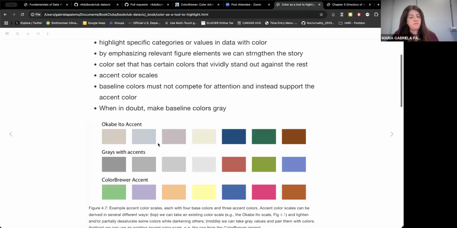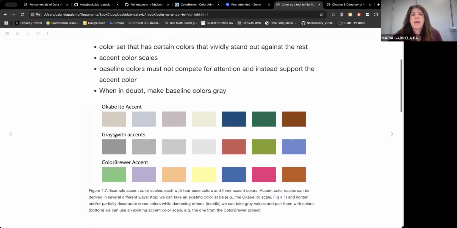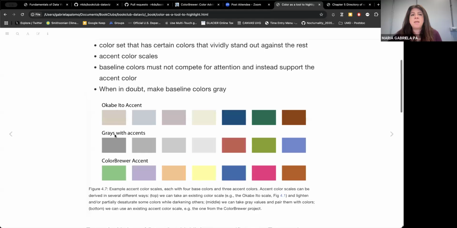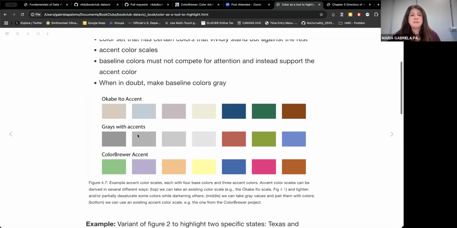So if you can see these 3 color palettes that we have here at the bottom, you can see that we have 3 colors that are used as highlights, and those have a darker hue compared to the rest, which are very light. These color palettes are usually called accent color scales. And you're gonna see, for example, here, it's ColorBrewer Accent, grays with accent. So every time you see that word accent, it's because it's gonna have this scale.